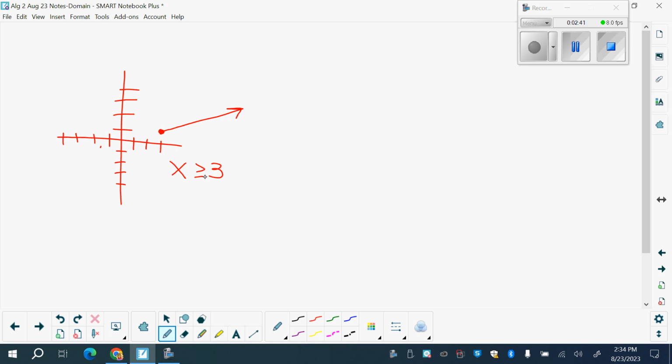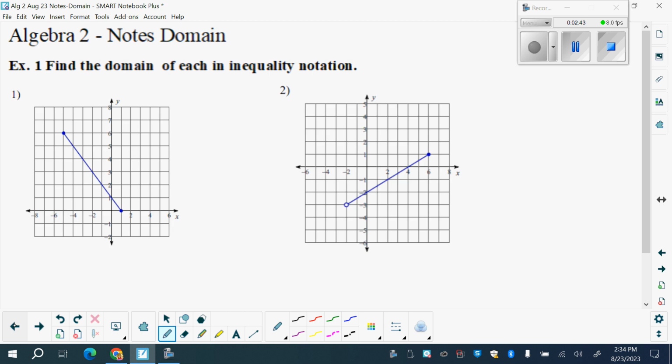Okay, so let's go back to one on your worksheet there. So now we don't have any arrows on that. It's got a beginning point and an ending point. So we like to start with the smallest. What is the x value that goes with the smallest? Our domain is the x-axis. What's that x value that goes with that? What's the x value that goes with this point here? -5. So x has what relationship to that -5?